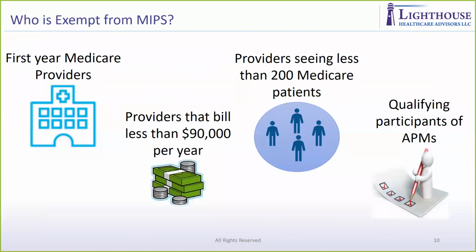Who is exempt from MIPS? There are providers who will not need to report under MIPS. Those providers are first-year Medicare providers, providers that bill less than $90,000 per year through Medicare, providers seeing less than 200 Medicare patients, and qualifying participants of APMs. If you are in one of the advanced payment model systems, you do not have to report under MIPS.